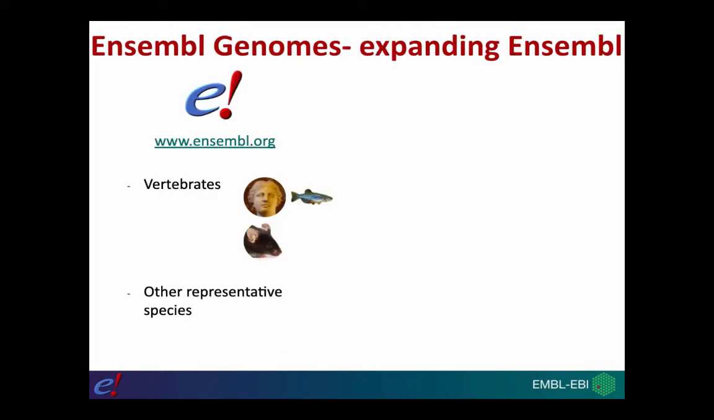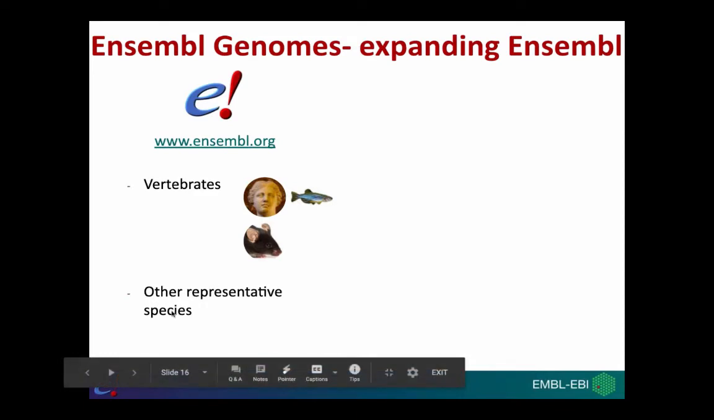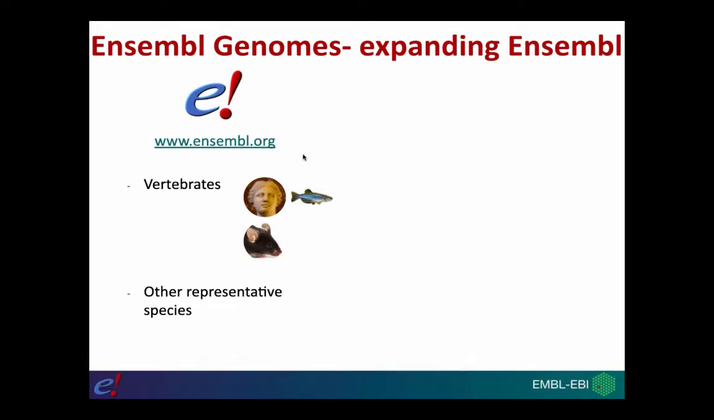So as I said, Ensembl is a project for vertebrate genomes. So all of the data that you can find for the vertebrates and these other 3 representative non-vertebrate species is all available through www.ensembl.org. So this is the main Ensembl genome browser for vertebrate data.